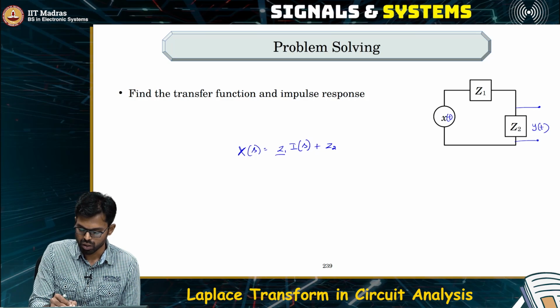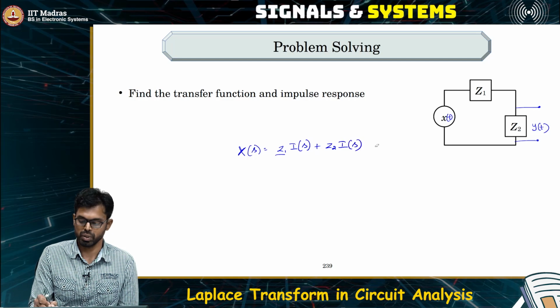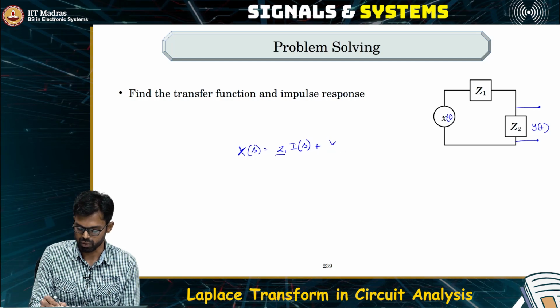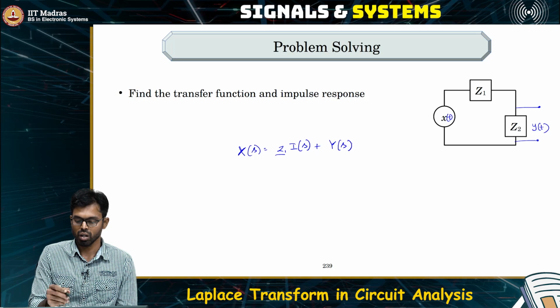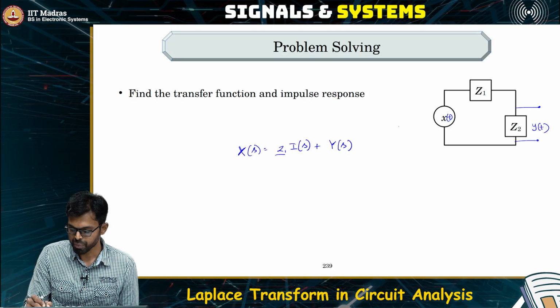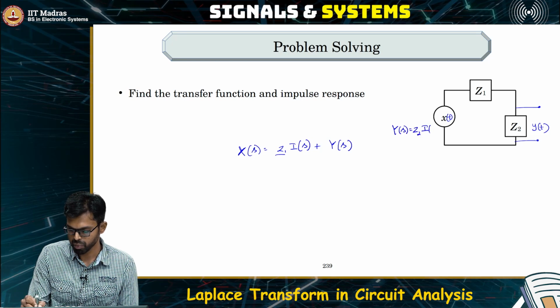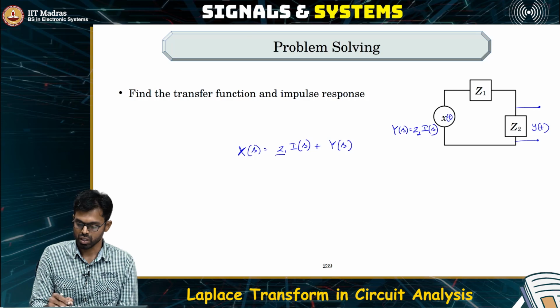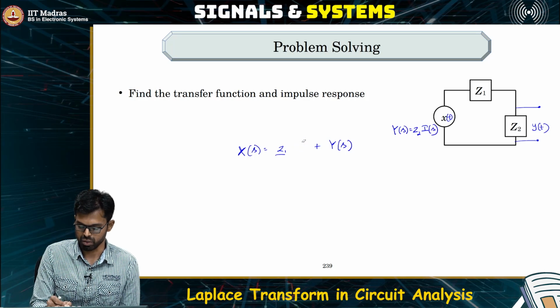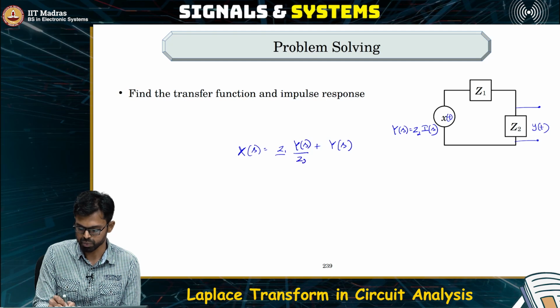So I of S, we'll just simply replace this with Y of S because that's our output. Now, how do we get rid of this I of S? We know that Y of S is equal to Z2 times I of S. Because of this relationship, we can simply replace this I of S here as Y of S divided by Z2.